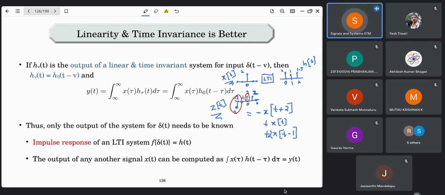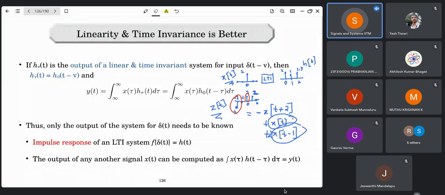Now, if I want to find out what is the output of this Z of T, how will we find out the output? This is where we'll use the property of linear time invariance. So what is linearity? Linearity is telling us find the output of these things separately, and then you can scale and add those things together. So let's find the output separately for each of these terms.